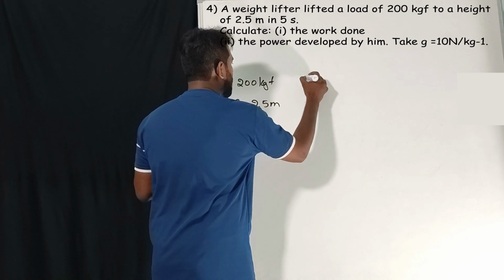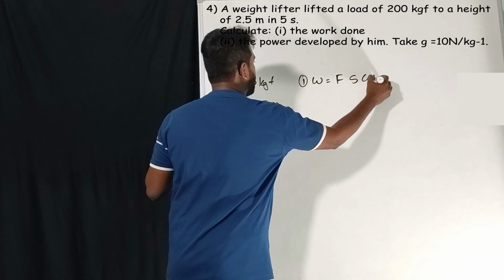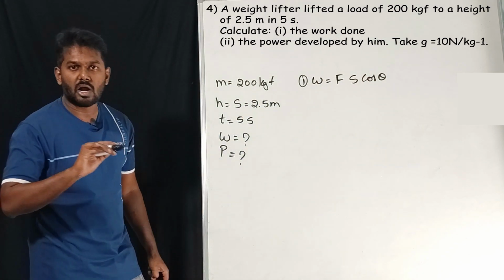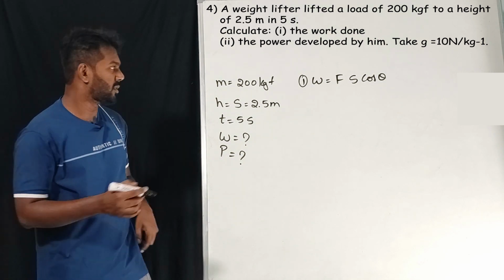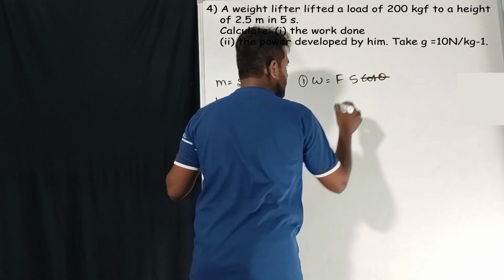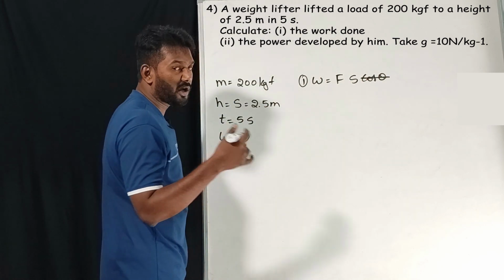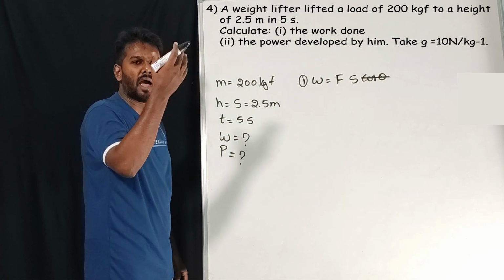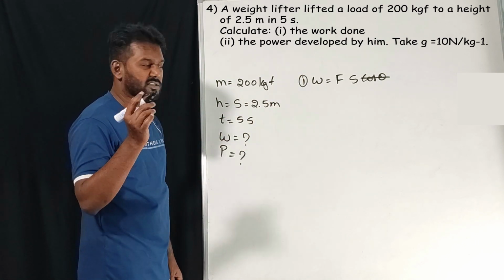For work done, what is the formula? Work done is equal to F s cos theta. Again in this question, they are not talking about any angle or the words perpendicular or normal, so we can neglect this one. In the exam, don't write this one. Just write F s. If they are talking about an angle, or it is normal or perpendicular, then we can write cos theta.